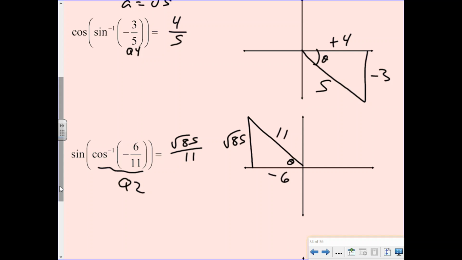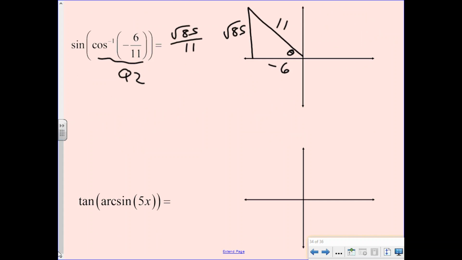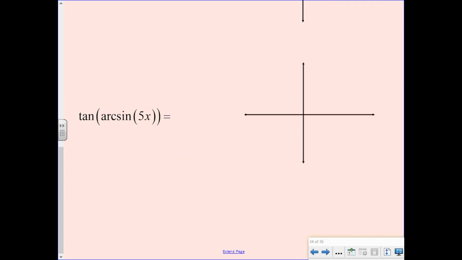Okay, so it's just a matter of remembering your SOHCAHTOA, drawing the triangle in the correct quadrant, and then just going from there. I've got one more that I want to show you before I finish this up. This is kind of a calculus type of application. Take a look at that question real quick.